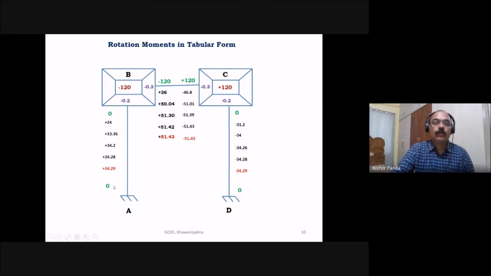Then you draw this vertical line, another vertical line, and this horizontal line. At that joint, you have to make this type of rectangular block. Here, end A is fixed, and end D is fixed.